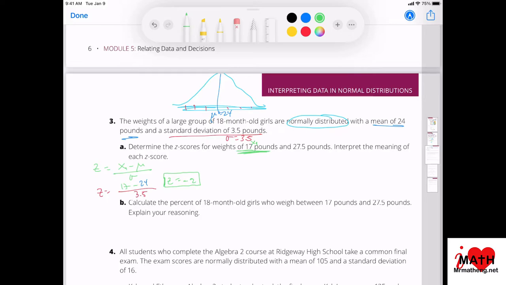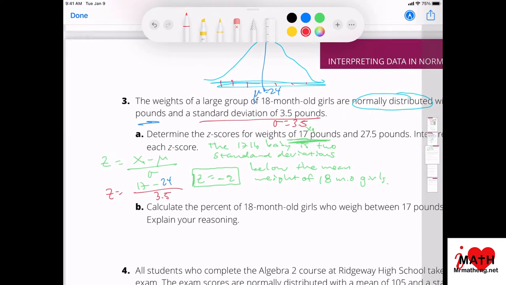Okay, what does a z-score of negative 2 mean? The 17-pound baby is 2 standard deviations, what, above or below? Below the mean. Weight of babies. Weight of 18-month-old girls. And I'm going to highlight something here. Below means with the negative number.